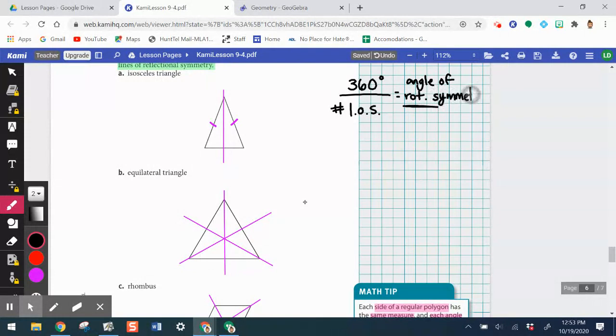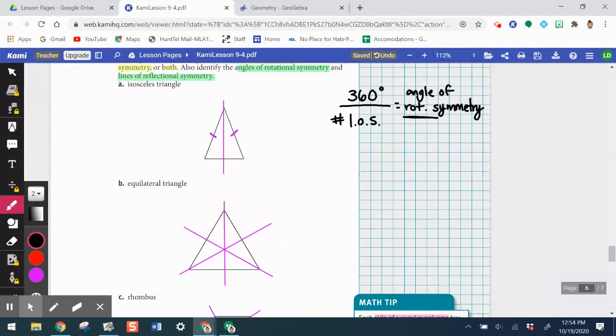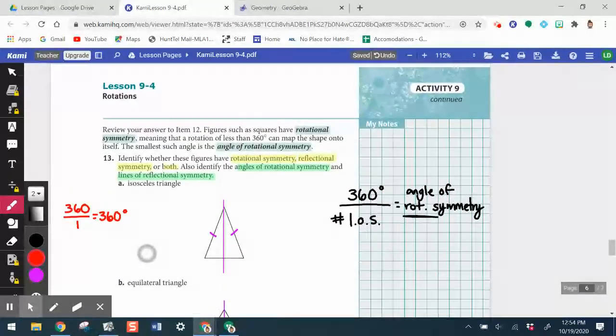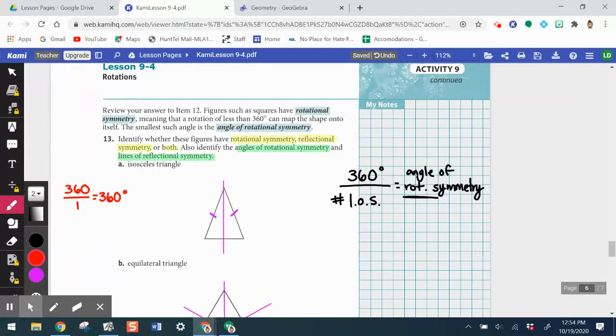So in fact, we're seeing how reflectional symmetry and rotational symmetry go hand in hand. For example, and you'll see how I use it a little bit uniquely on item A, we see that it only has one line of symmetry. So if I'm following this concept loosely, I take 360, divide by 1, and we get 360 degrees. So does it have rotational symmetry? Well, if we go back to the definition of rotational symmetry, it has to have a rotation of less than 360 degrees that can map it onto itself.